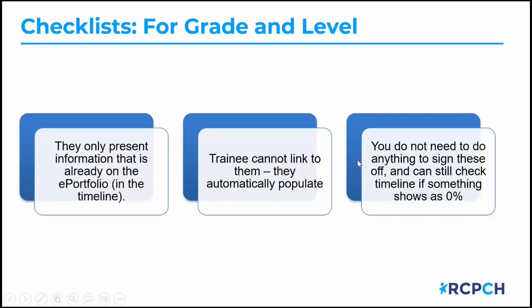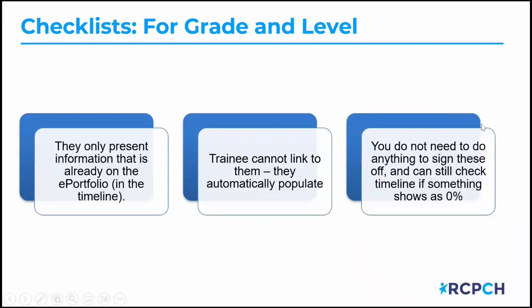Trainees can't link to them. They should automatically populate once the trainee has done it. If they are not populating, it's usually because the trainee has not added a training post, or they have completed a different form and think that they've completed this one, or sometimes that the form they completed was outside, for example, of their grade. If they completed something in ST1 and then now in ST2, that's obviously not going to pull through to their ST2 checklist.